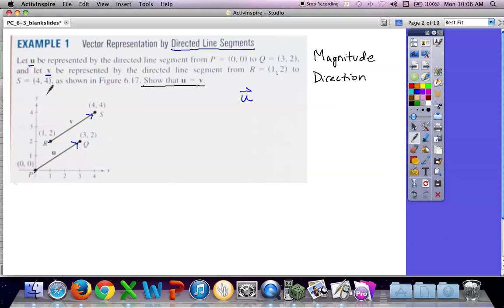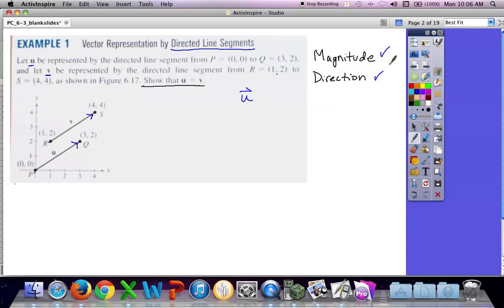Now, the last thing it says here is, show that these vectors are equal. Show that u equals v. So if they're equal, that means that they have equal magnitudes and equal directions. That's the only thing that will determine whether these things are equal or not. I mean, they're clearly not at the same place in the coordinate plane. They're two different directed line segments. But vectors don't have a position. All they have is a magnitude and a direction.